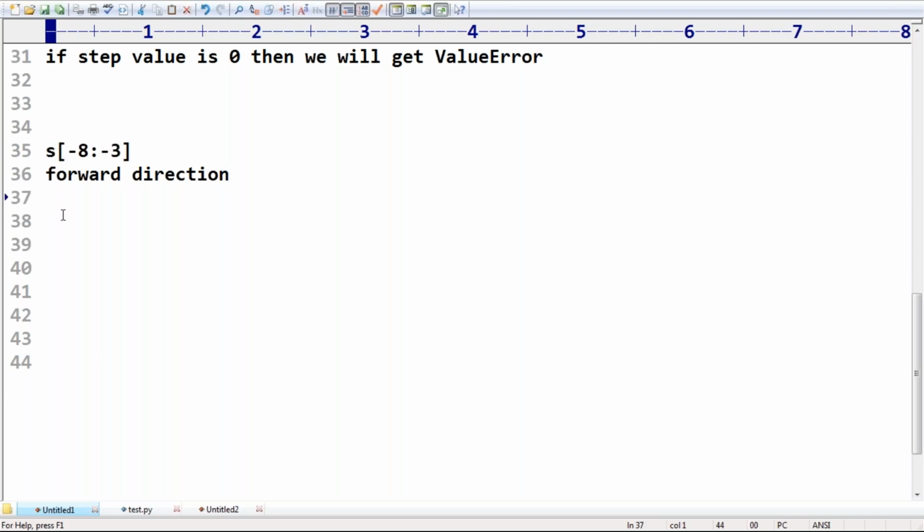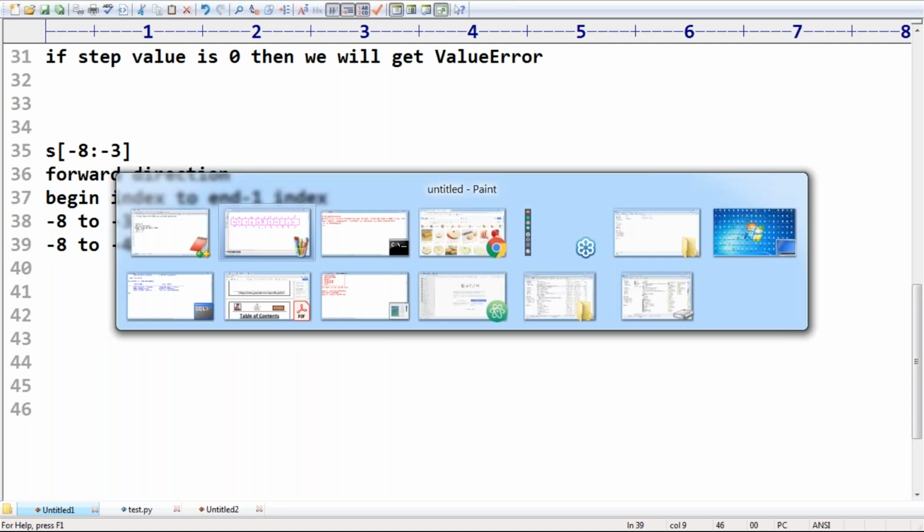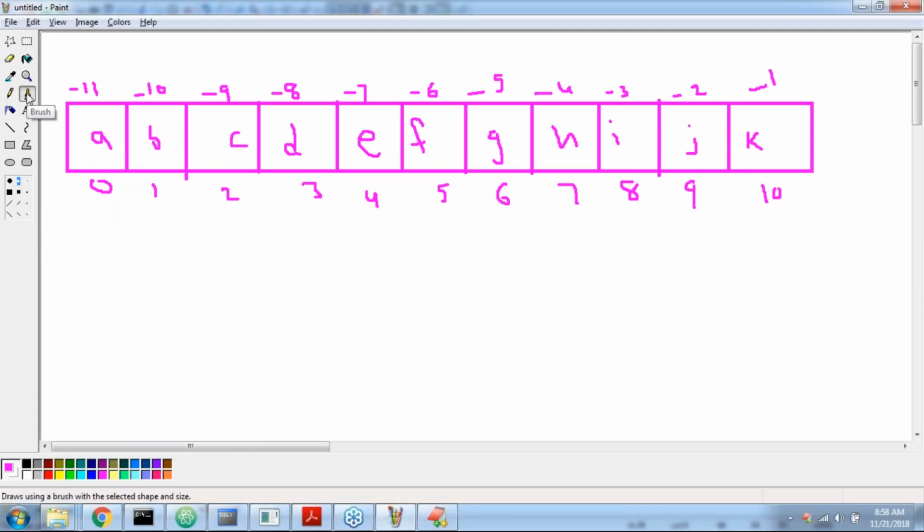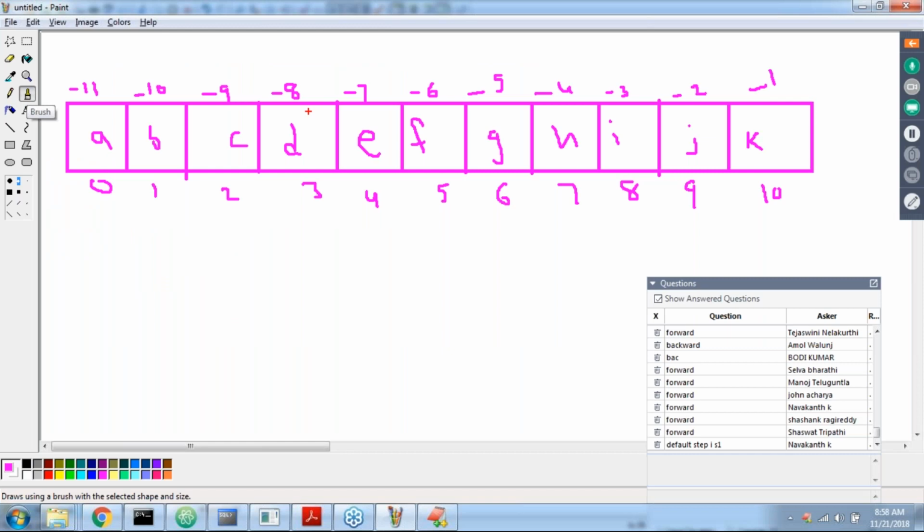In the forward direction, we have to consider from begin index to n-1 index. What is our begin index? -8. So -8 to n-1, that is -3 minus 1, which means -4. So -8 to -4 we have to consider, in the forward direction.